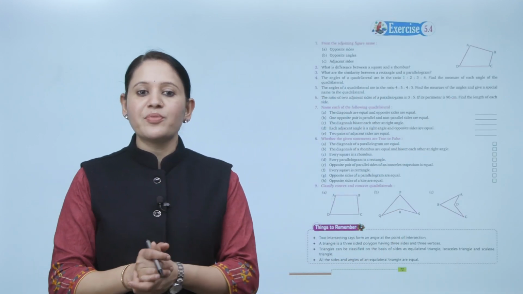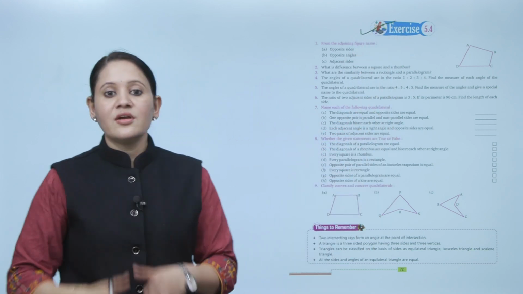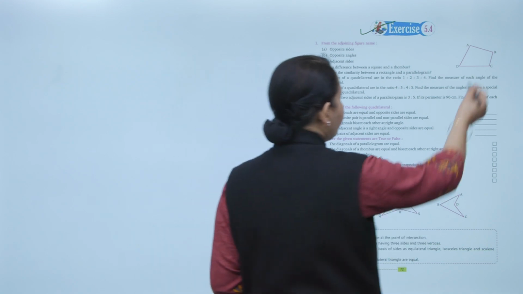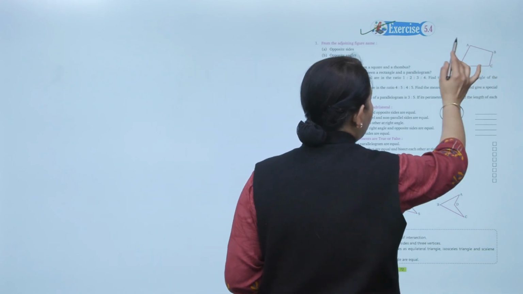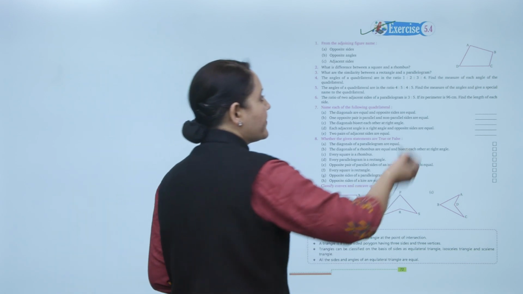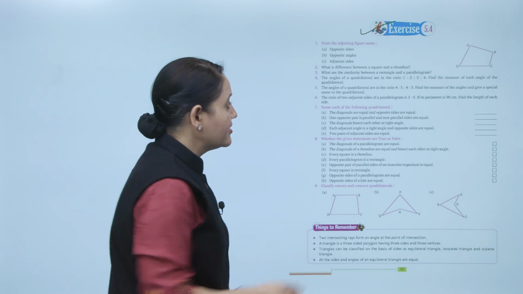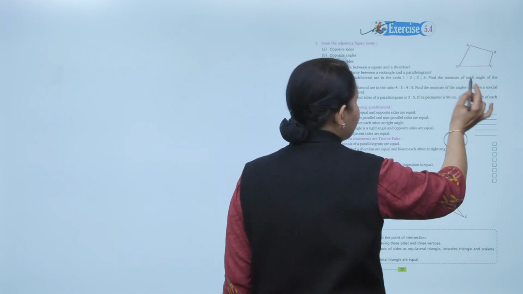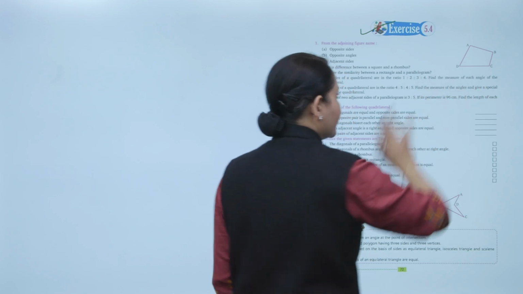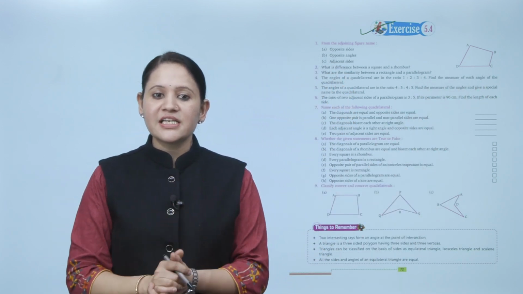Next is exercise 5.4. From the adjoining figure, name the opposite sides. Which will be the opposite sides? AD and BC, and AB and CD. These are the opposite sides. Opposite angles: angle D and B, angle A and C. Adjacent sides: AD, DC; DC, BC; BA, AD. This is how you will write adjacent sides. Clear? So practice all the questions of this exercise.